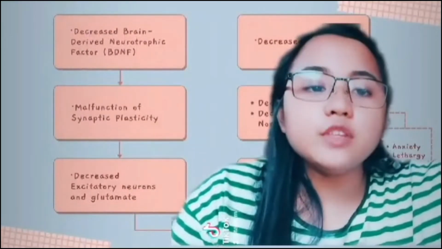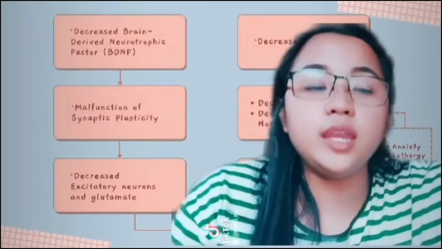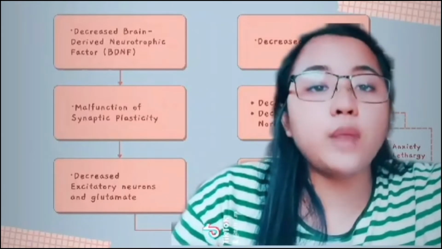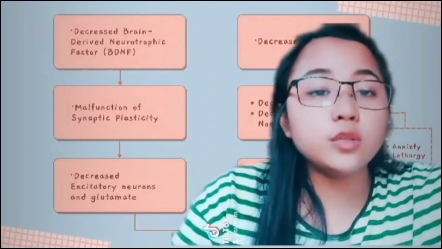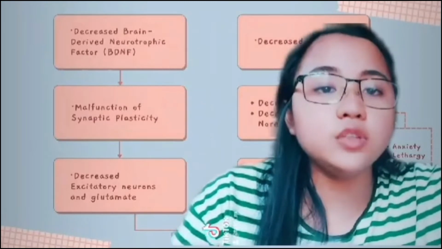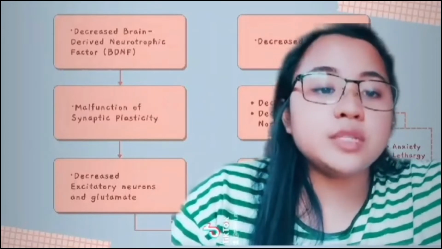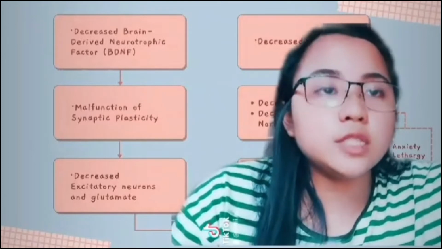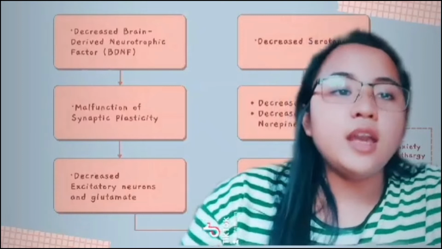Synaptic transmission means cells in the brain, or the neurons, communicate with each other, and this communication will be impaired once there's a malfunction of synaptic plasticity, thus resulting in decreased excitatory neurons and glutamate, where glutamate is the principal excitatory neurotransmitter in the central nervous system, and it plays a role in fundamental brain functions.